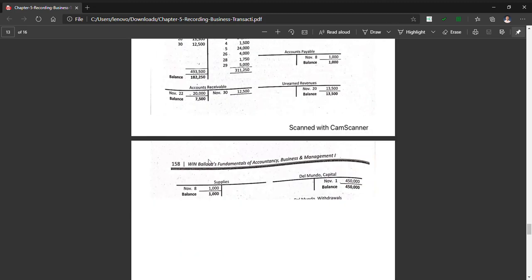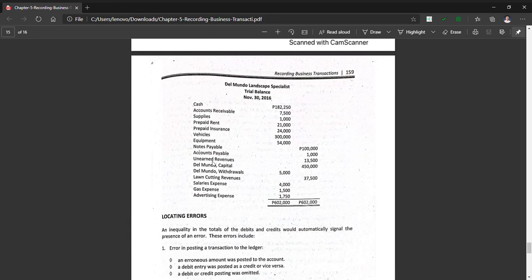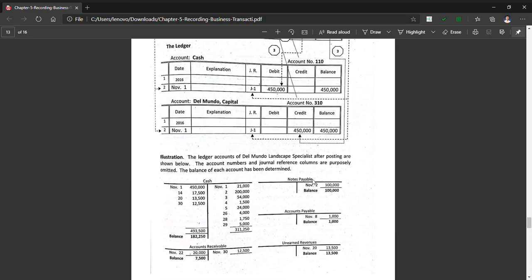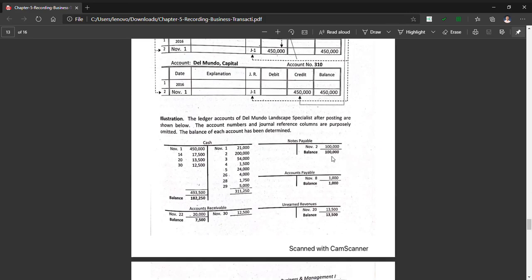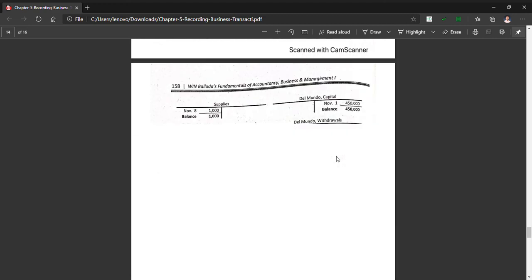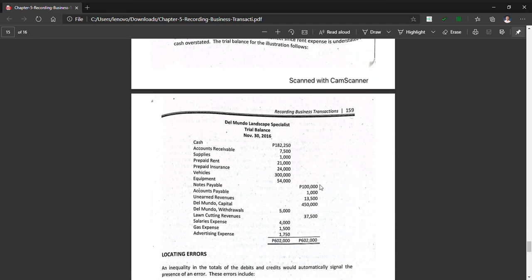So, we transfer the amount to the trial balance, so 182,250. Because it is a debit balance, we put it in debit. Same goes with accounts receivable, supplies, so on and so forth. For notes payable, notes payable has a credit balance of 100,000. So, because it is a credit balance, of course, we put it in credit. So, do this for every account title.